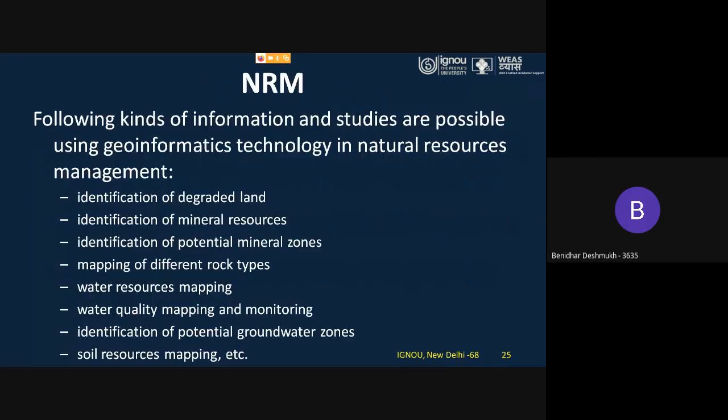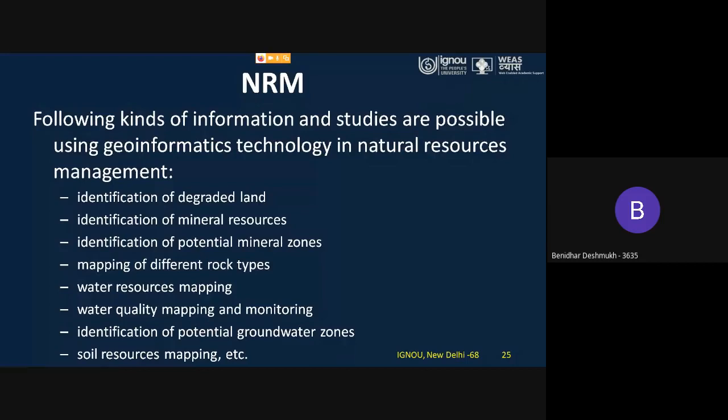Now, if I talk about natural resource management, there are many studies that are possible, but here I'll just list a few things. Of course, there will be some overlapping of the applications, but just to give a list here. First, the identification of degraded land is another common example wherein this is used.